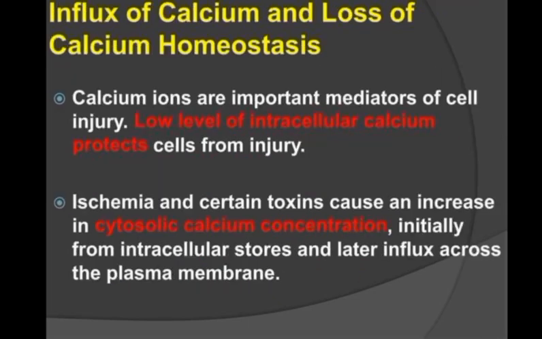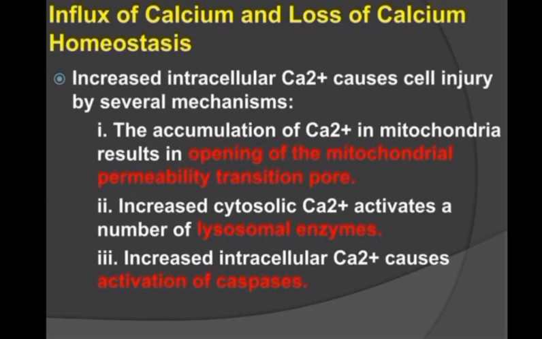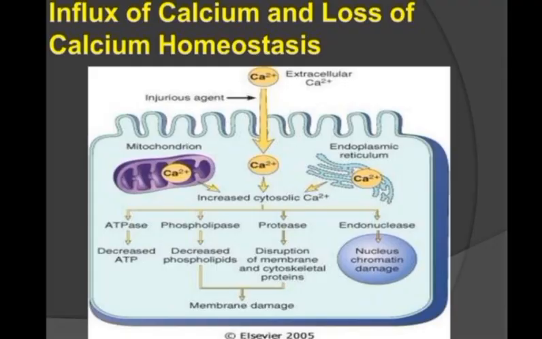How do influx of calcium and increased intracellular calcium cause cell injury? The accumulation of calcium in the mitochondria will result in the opening of the mitochondrial permeability transition pore. Increased cytosolic calcium will activate a number of lysosomal enzymes. If there is a further increase in calcium, it will activate the lysosomal enzymes, which start to digest the cellular contents. Increased intracellular calcium also causes the activation of caspase.